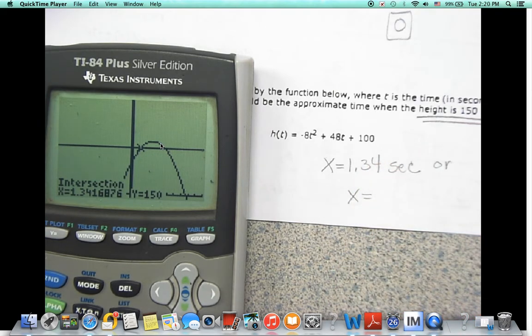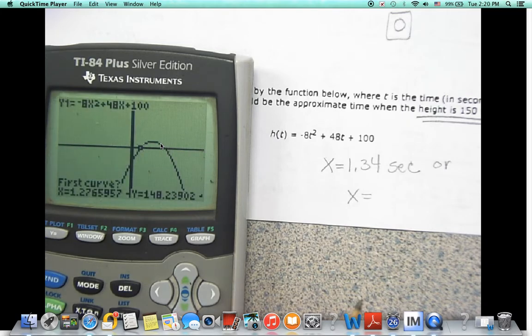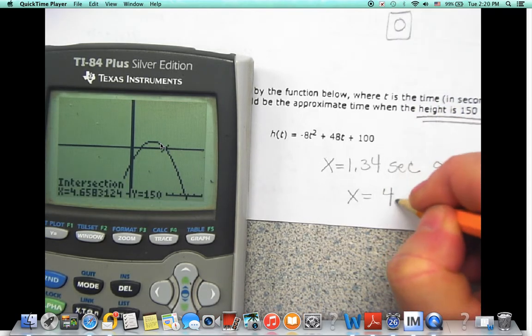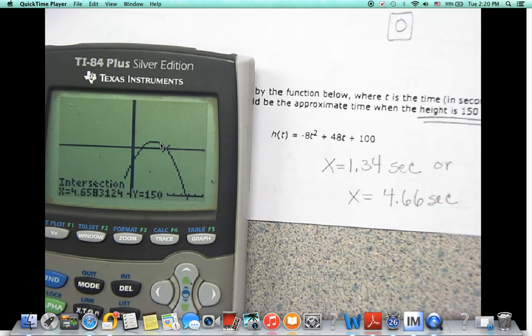We have another one. Second, trace, intersect. We're going to move it over to the other intersection. Enter. 4.66 seconds. Anybody else get that? I got 4.65. Okay, I had an 8 after it. Round up.